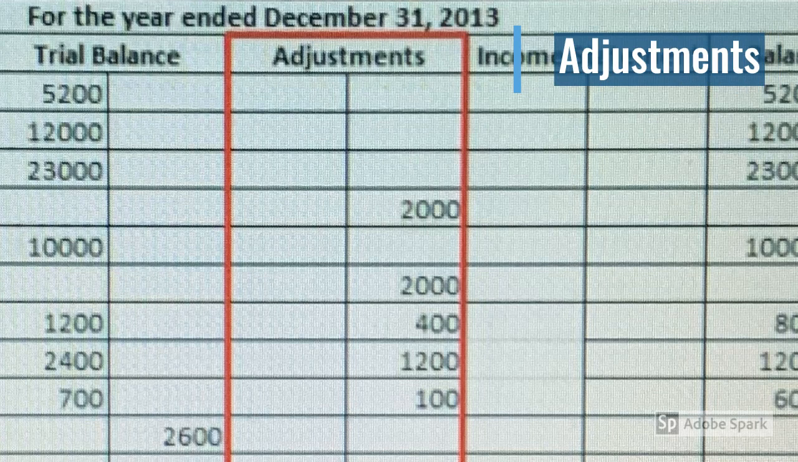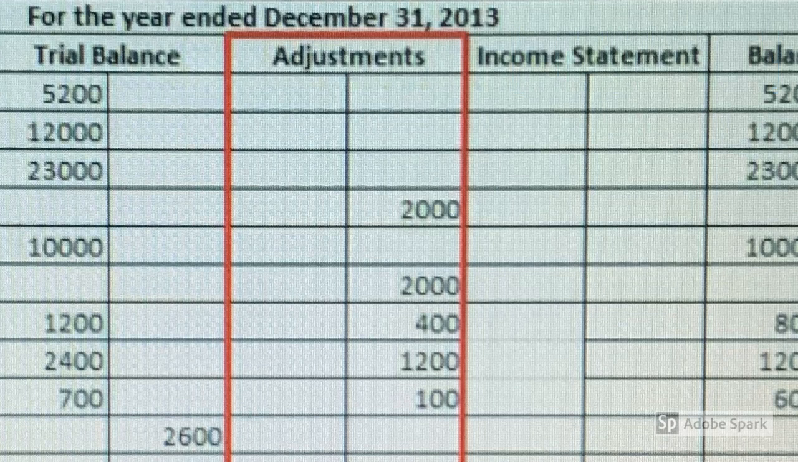The next step in filling out a worksheet is the adjustments column. Adjustments are usually given to you in the problem, typically in the form of journal entries, so you will most likely need to identify which accounts are being affected by the journal entry. You should also remember that each journal entry has a debit and a credit, which should balance out. So at the end of the adjustment column, both the debit side and the credit side should be equal.